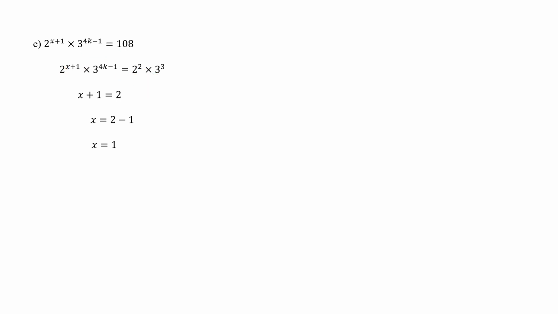Then I also come back and equate the power of 3 on the left hand side of the equation to the power of 3 on the right hand side of the equation. So 4k minus 1 is equal to 3. I take the 1 to the other side of the equation to have 4k is equal to 3 plus 1. Then when I add on the right hand side, I'll have 4. Then dividing both sides by 4, I'll have my k as 1.